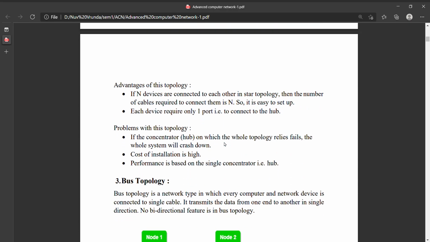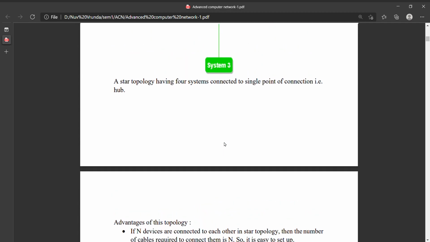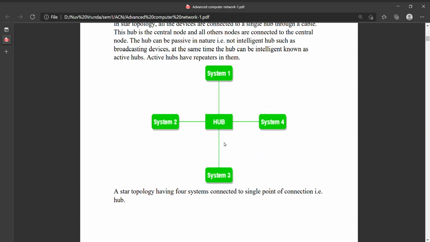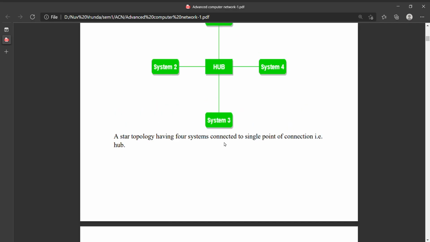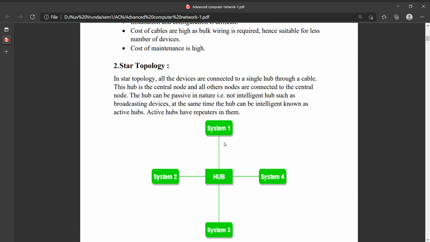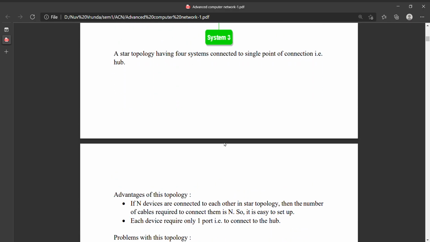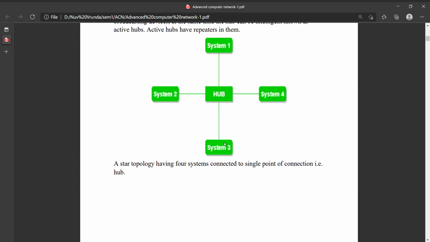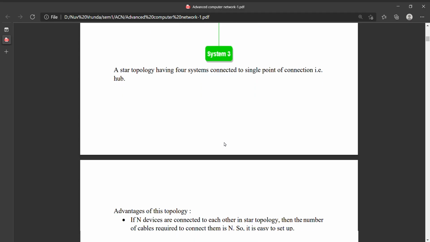The advantage of this topology is that if n devices are connected to each other in a star topology, the number of cables required to connect them is n. So it is easy to set up. The number of cables required is less than in mesh topology, so the cost of a star topology is less than mesh topology. Each device requires only one port to connect to the hub, as we know from the properties of a hub. So the cost of cable is less here.